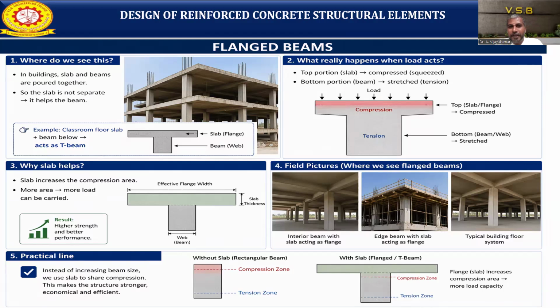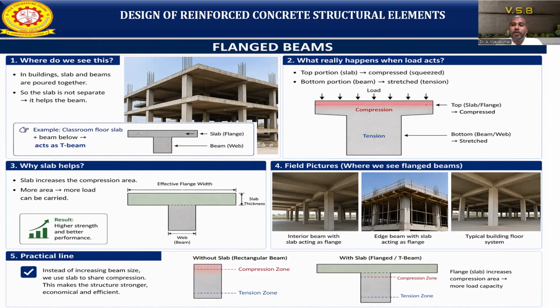Okay. What is a flanged beam? A flanged beam is a combination of the slab as well as the ribs. Where can we see this type normally? If you look at our college, all the buildings have flanged beams. In the image we are showing, the flanged beams include the slab as well as the beams. In a building, the slab and the beams are cast together. That is what we call monolithic construction.